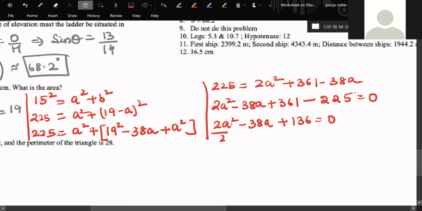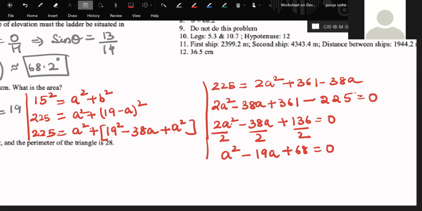I'll divide the entire equation by 2 so that I can remove the 2 from here. That becomes A square minus 19A, and 136 divided by 2 is plus 68, equal to 0. Now I need to make factors in such a way that I get 68 and 19.